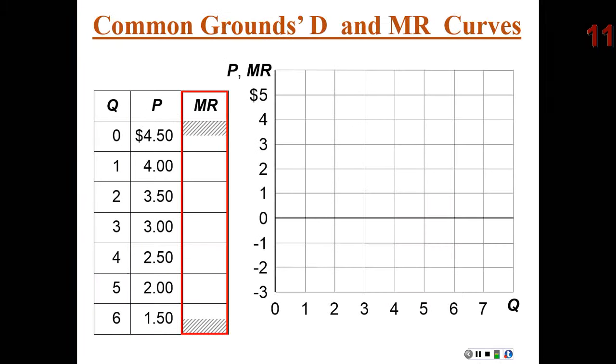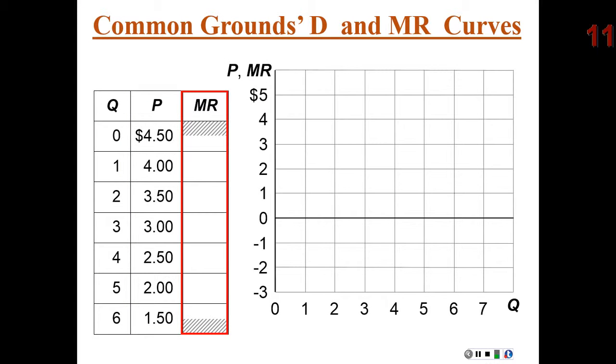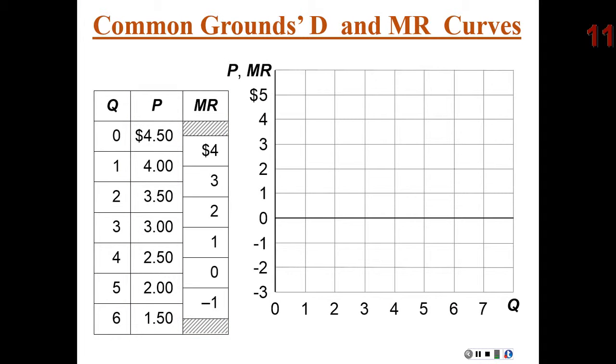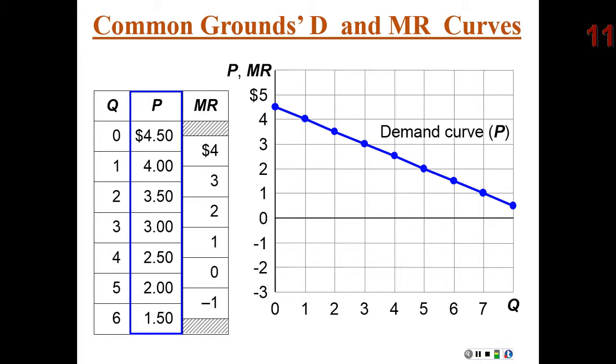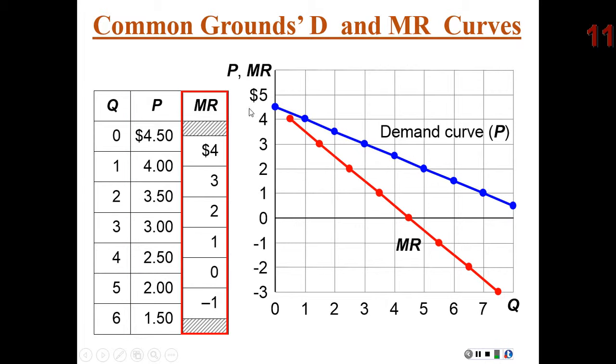Let's apply this to a graph. If we plot our demand curve and our marginal revenue curve, our demand curve should look something like this, with price on the y-axis and the quantity on the x-axis. Notice we plot 0 and 4.5, and then quantity of 1 and a price of 4, and so on. We get a linear demand curve there. The marginal revenue curve will start out with a similar y-intercept. In fact, if we connected it all the way to 0, it would have the same intercept.